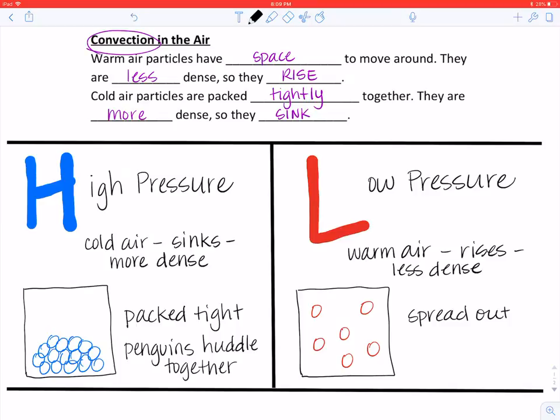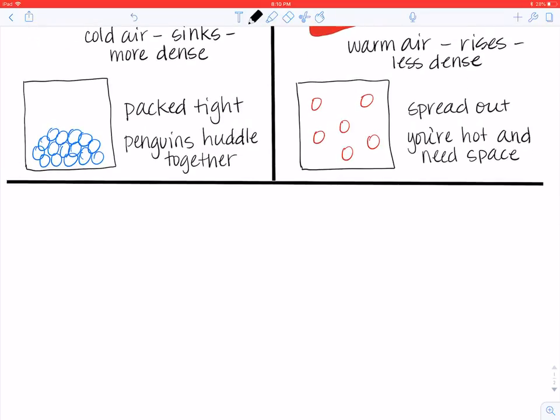So this is like you're hot and you need your space. Warm air particles do not like to be close to one another. They like to be spread apart. So that's high pressure and low pressure. We're just looking at the temperature of air and what the particles are doing. Remember, cold air sinks because it's more dense, and warm air rises because it's less dense. Let's see how that would happen on Earth's surface.